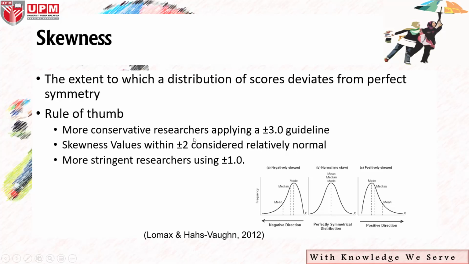Kalau you want your data to be macam cantik, so you please use plus minus 2. Plus minus 2 ni biasanya kalau you run the correlation and so on, biasanya the finding pun would be very good. Okay, so where can you get the skewness value? If you run the IBM SPSS.